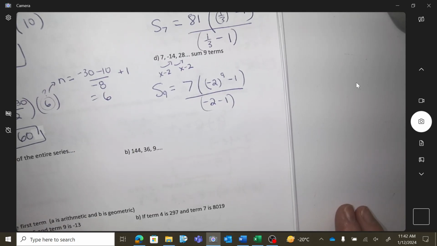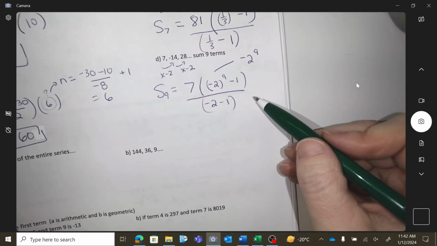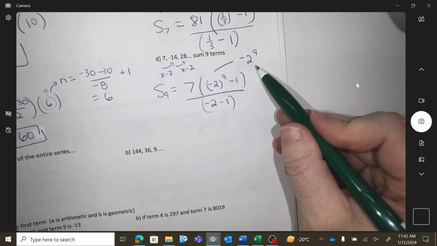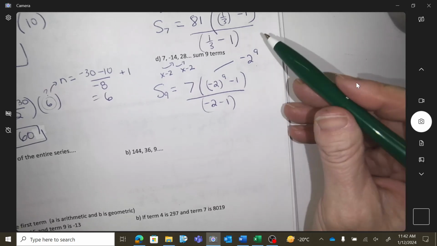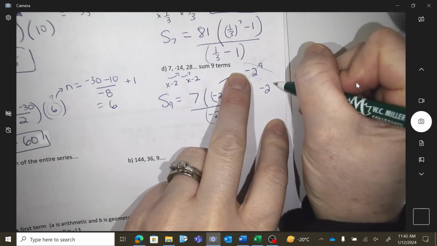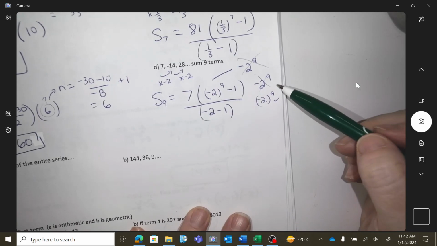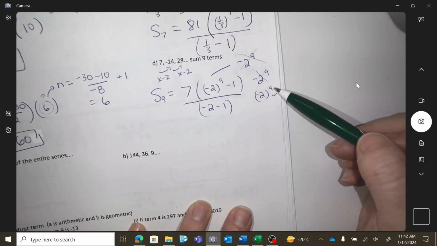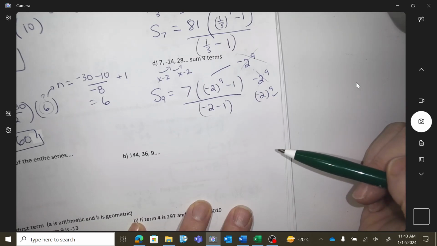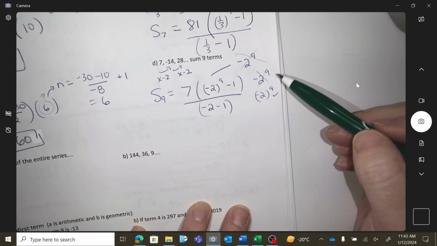Okay, there's a 100% chance this question is on your test with a negative, and I get people who write this, they will be wrong. If you write me that, you're wrong. I'm going to give you a deduction. You have to write negative 2 in brackets to the 9th. Negative 2 to the 9th like that is wrong. Negative 2 in brackets to the 9th like that is correct. There's a 100% chance this question is on a test, and I will be looking for that.